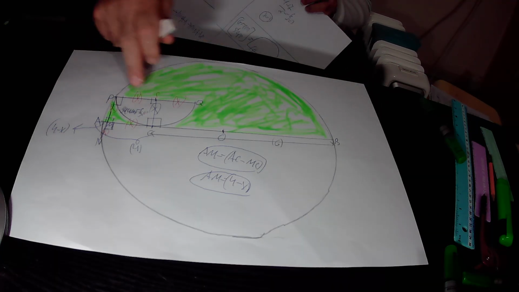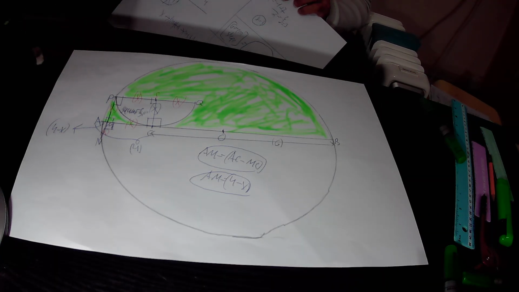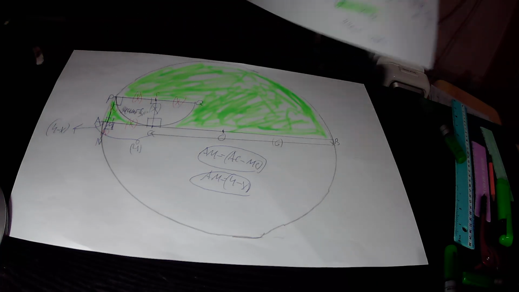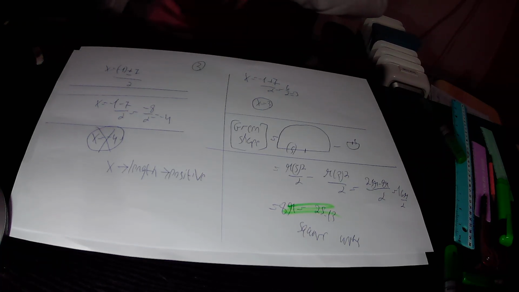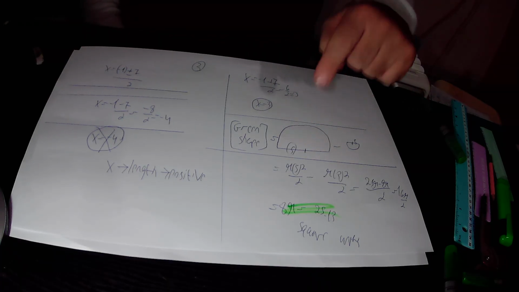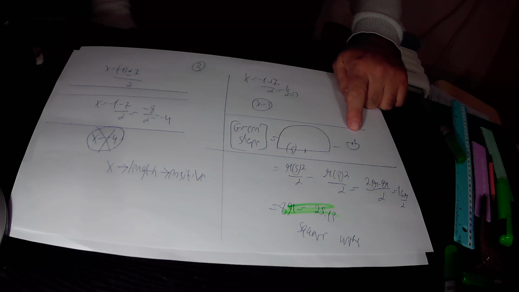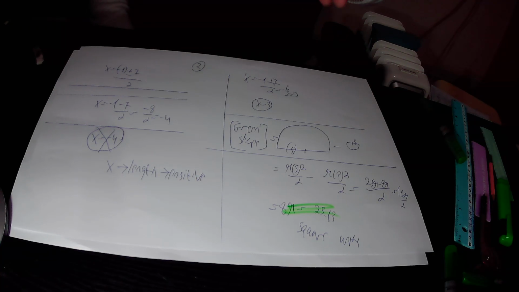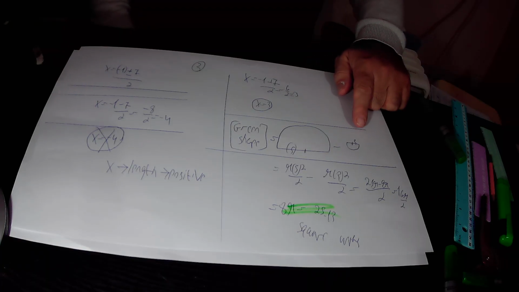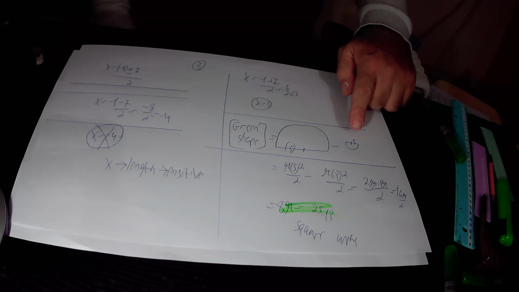Our task is to find the area of this green shape. The area of this green shape equals the area of this big semicircle minus the area of this small semicircle. I repeat again, the area of the green shape, that is the area that you're looking for in this question, equals the area of the big semicircle with radius 5 minus the area of the small semicircle with radius 3. The area of the big semicircle equals pi times the radius squared over 2. The radius is 5, so it is pi times 5 squared over 2. Minus the area of the small semicircle, which equals pi times the radius squared over 2, so it is pi times 3 squared over 2.